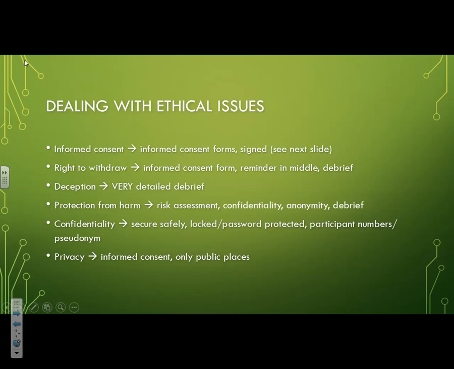So on the left, all those bullet points are ethical issues: informed consent, right to withdraw, deception, protection from harm, confidentiality and privacy. Every single study has those ethical issues, which they then resolve by doing these following things. And then you can see after the arrow the kind of things we've just spoken about. I'm emphasising this because in exams, students always really struggle with this one. They always think ethical issues means what ethical problems are there with the study, and it's not.